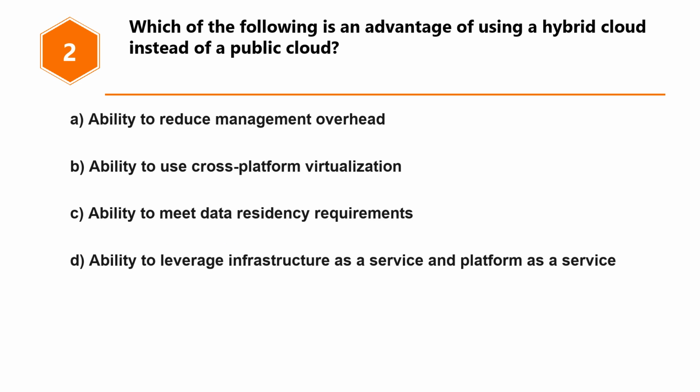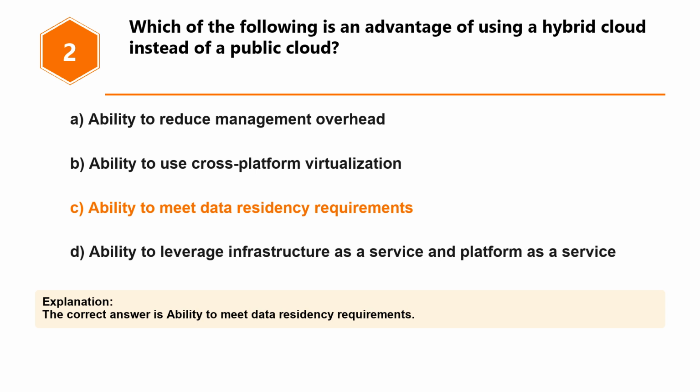Question 2. Which of the following is an advantage of using a hybrid cloud instead of a public cloud? Option A, ability to reduce management overhead. Option B, ability to use cross-platform virtualization. Option C, ability to meet data residency requirements. Option D, ability to leverage infrastructure as a service and platform as a service. The correct answer is option C, ability to meet data residency requirements.